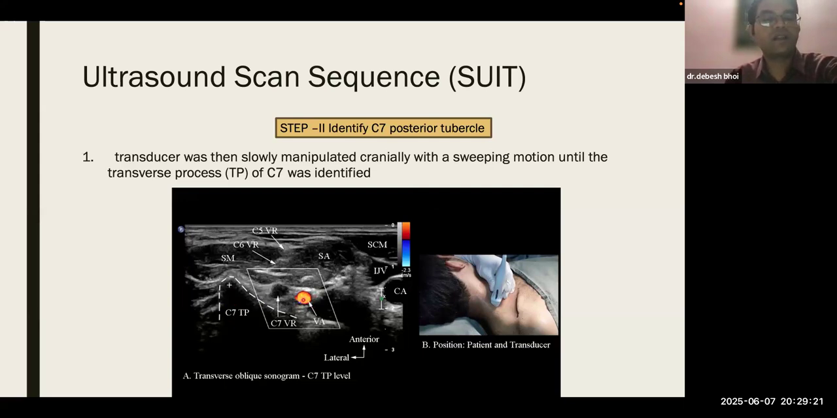You can put a color Doppler to identify it. And the C7 ventral root is sitting below the C7 tubercle, which is more lateral. So this is the posterior tubercle of C7. You must identify this first. That is the second step.